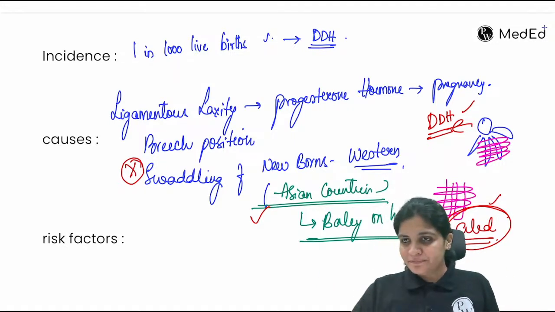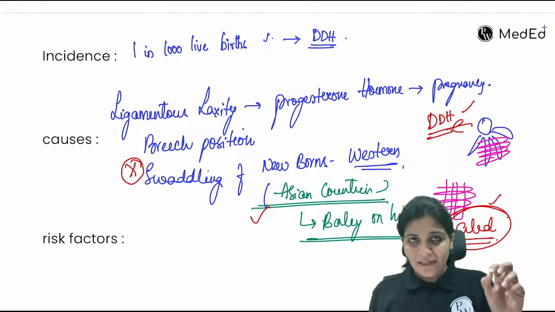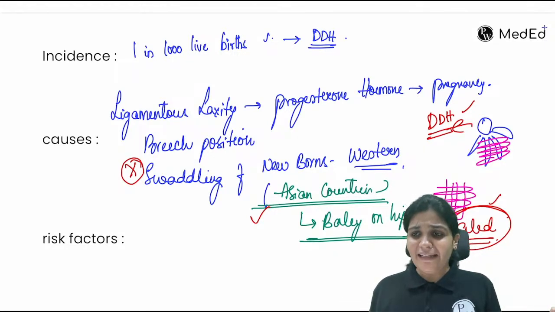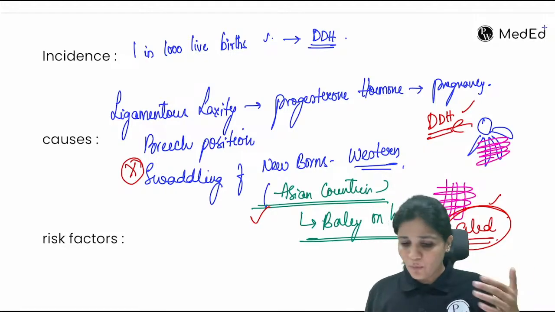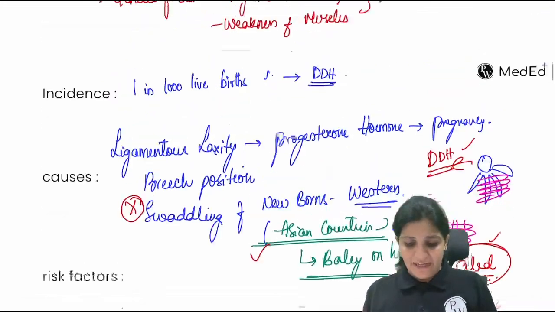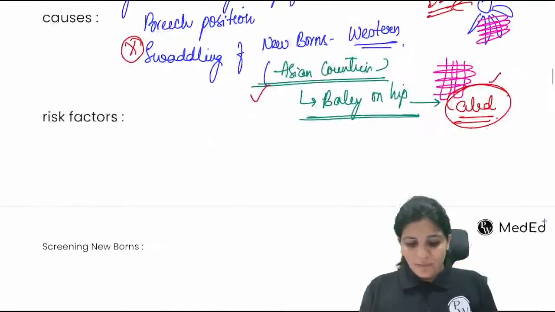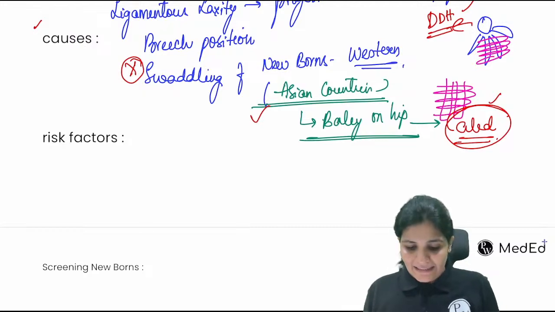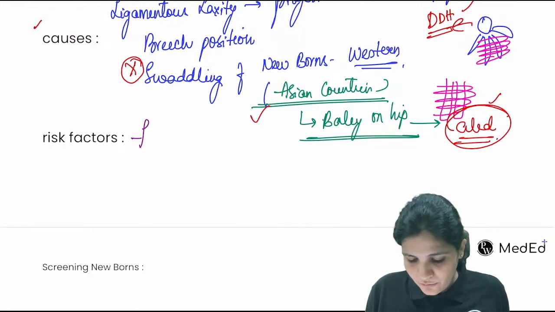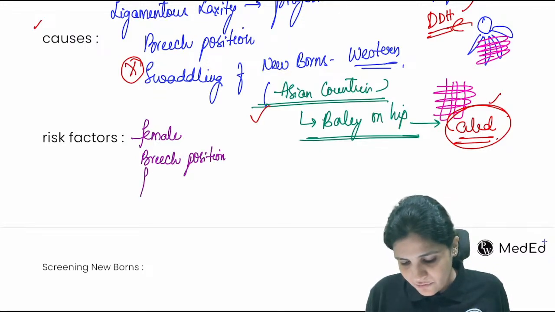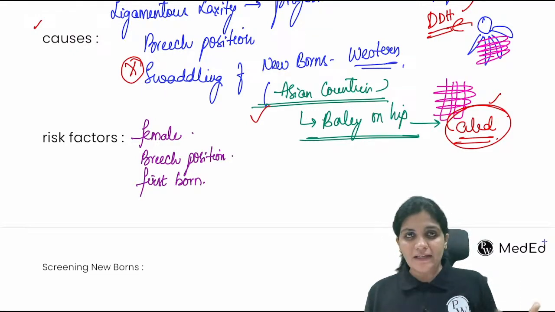Right? Is that clear? Why I'm telling you in this detail is that you have to remember what the pathology actually is so that you can write the answer in great detail. Once you understand why it is happening, then you can put everything. So you can put what the definition is, what the pathology is, and then what the causes are, right? And then risk factors. Risk factors, as we told, are female baby, breech position, and firstborn. So these are all the risk factors for the baby.